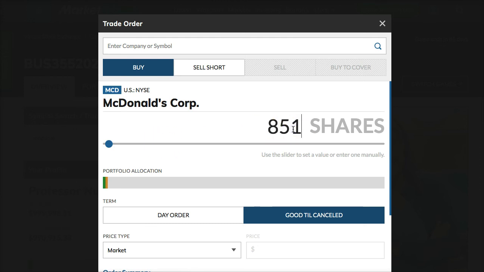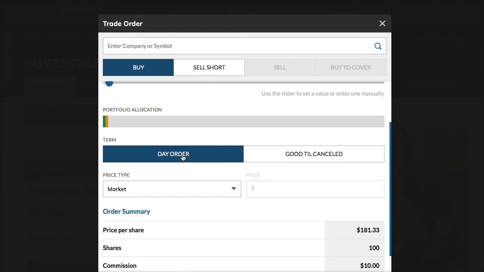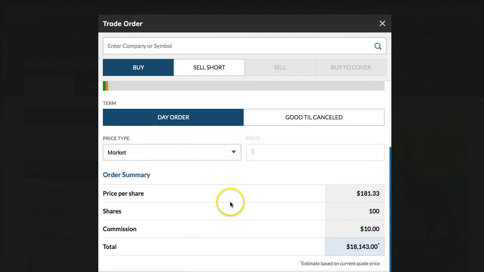You could also just click up here and type in, maybe I want to get 100 shares. And it could be a day order or a good till cancel. I'll do a day order. And these types of orders are explained in chapter 3 of the textbook, as are market, limit, or stop orders. So I'm going to put in a market order.